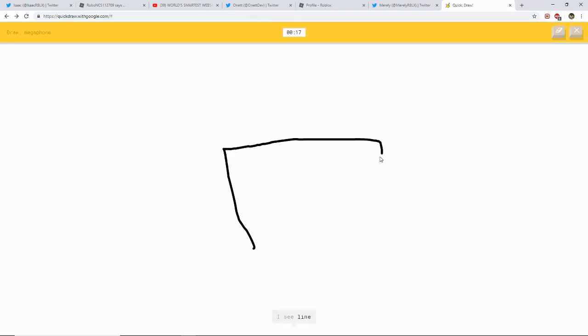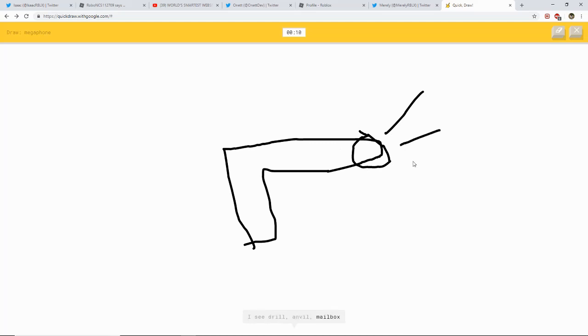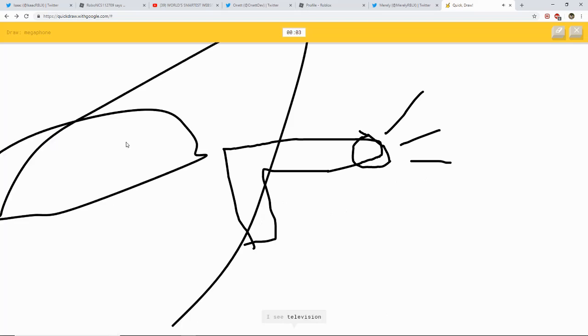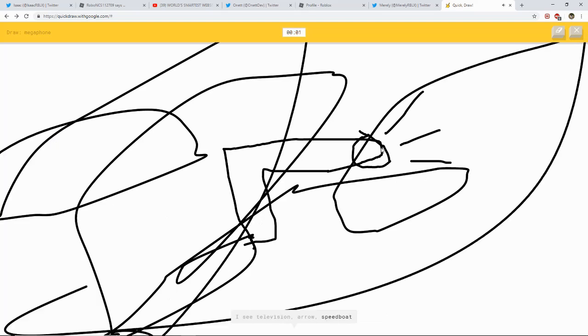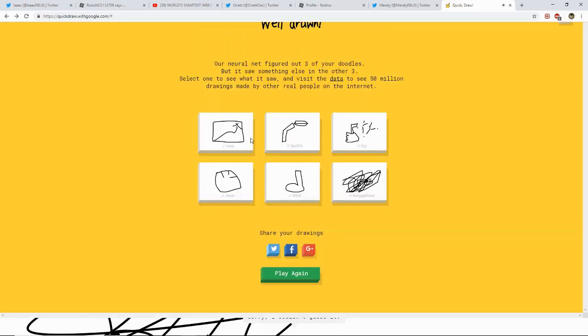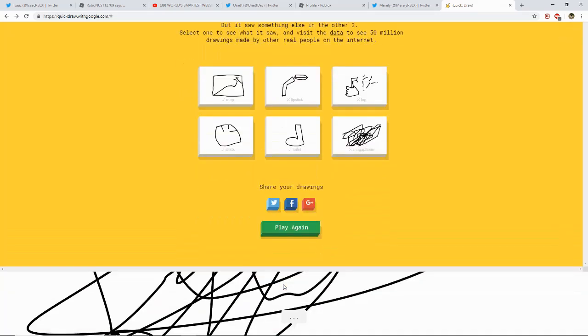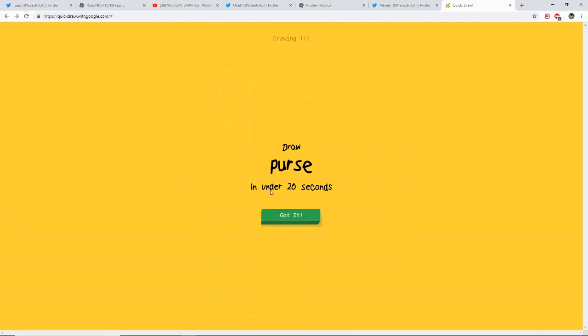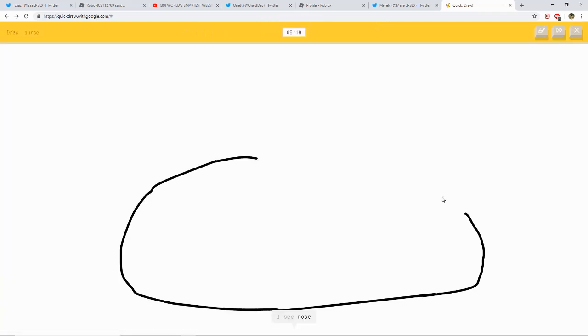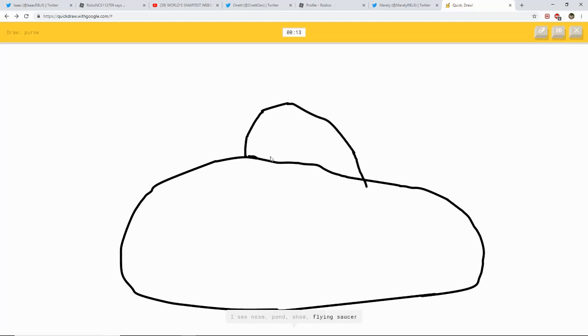I see line. Or diving board. I see drill. Or anvil. Or mailbox. Or garden hose. Or flashlight. I see television. Or arrow. Or speedboat. Sorry, I couldn't guess it. I'll try again. Great. I see nose. Or pond. Or shoe. Or flying saucer. Or pool.